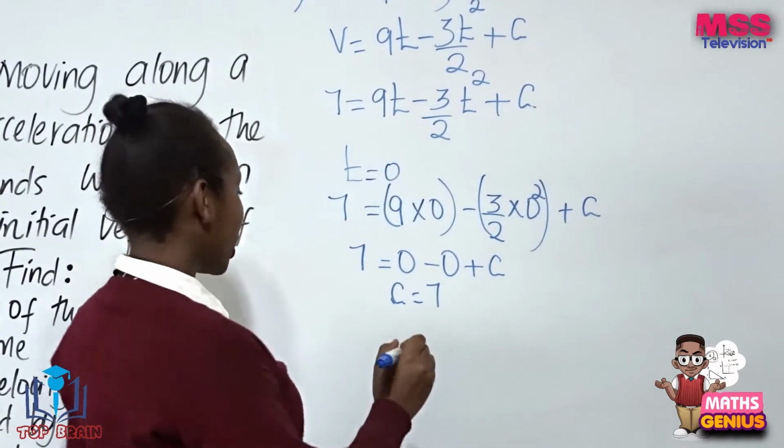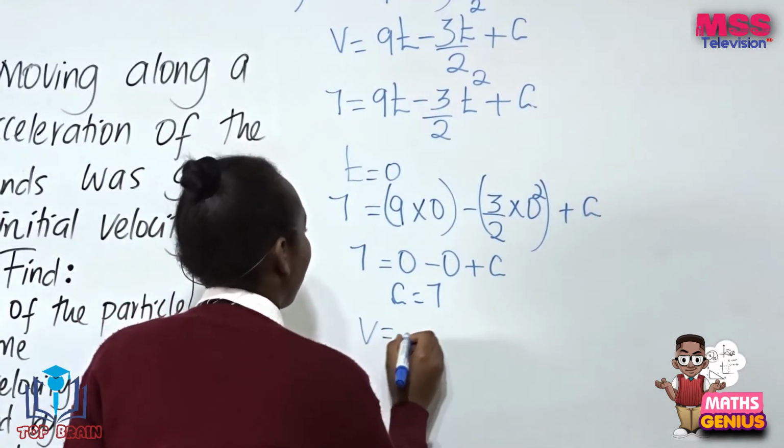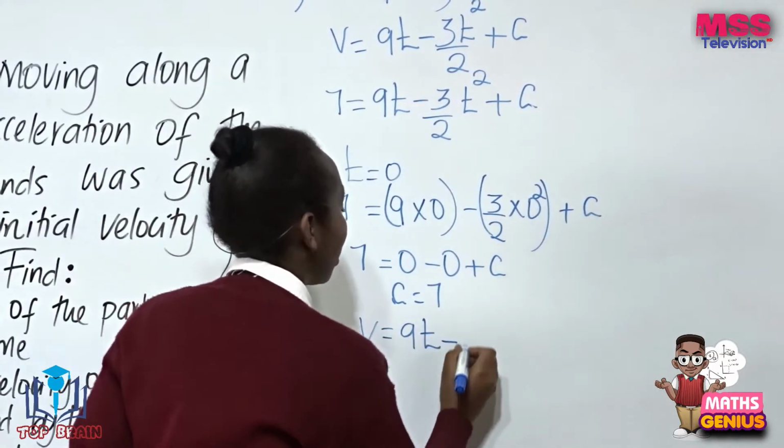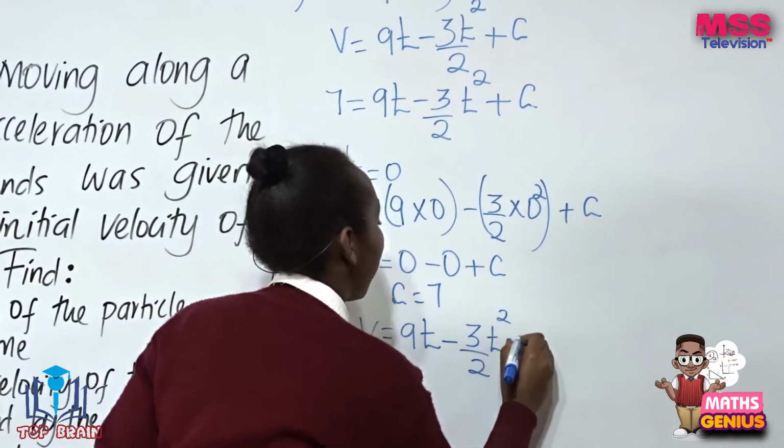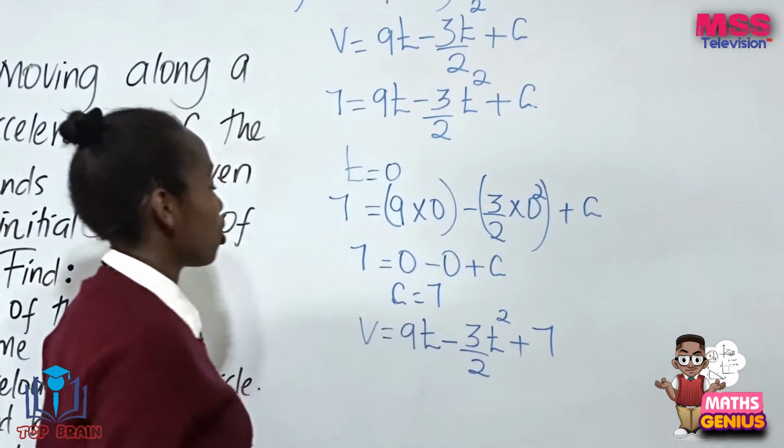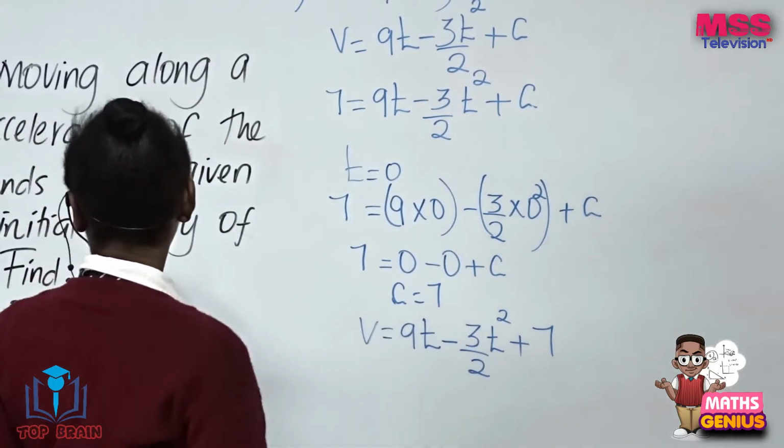Therefore, the velocity will be 9t minus 3 over 2 t squared plus 7. And that's the answer in part A.